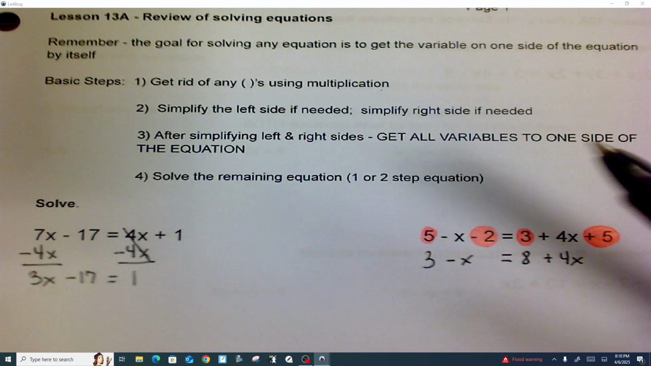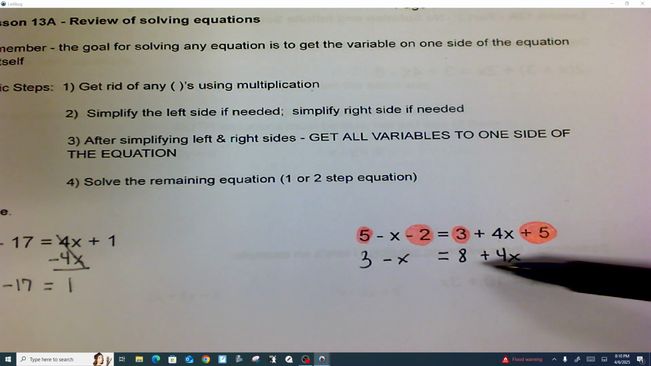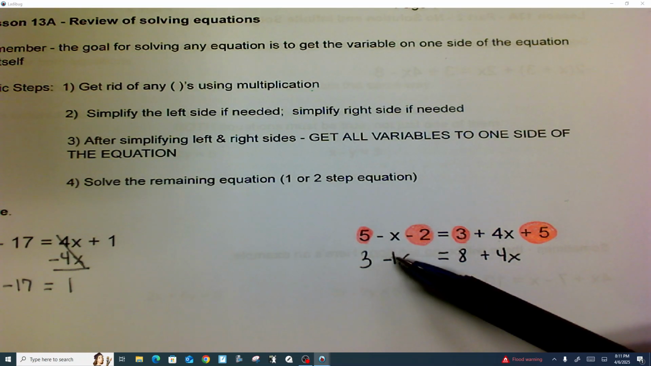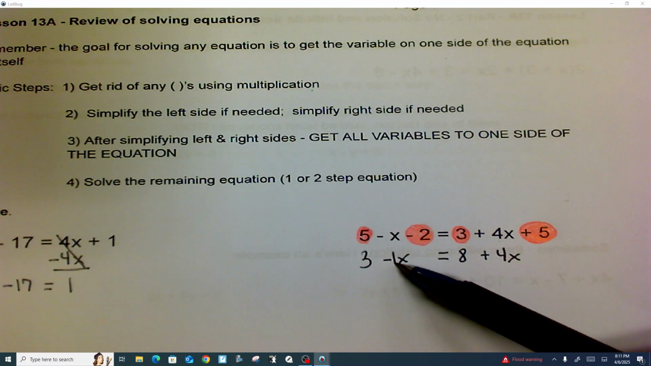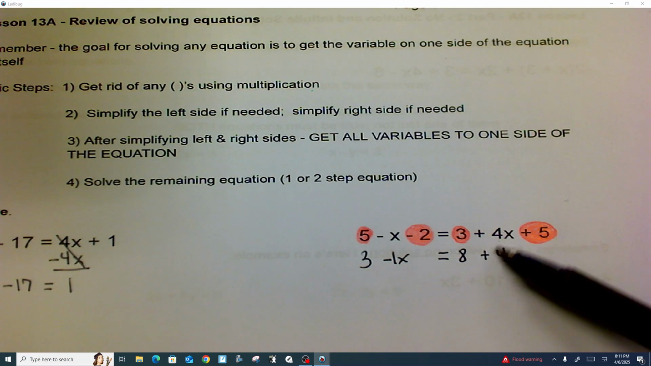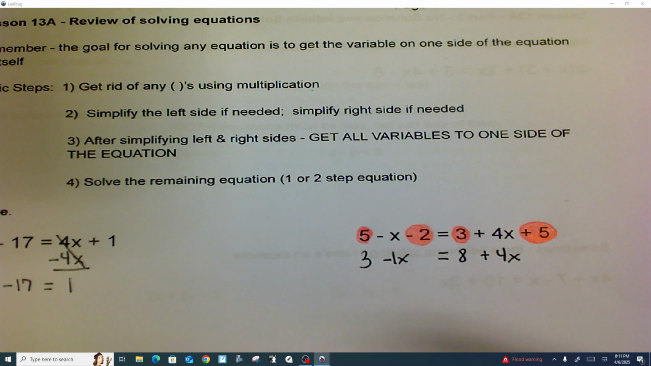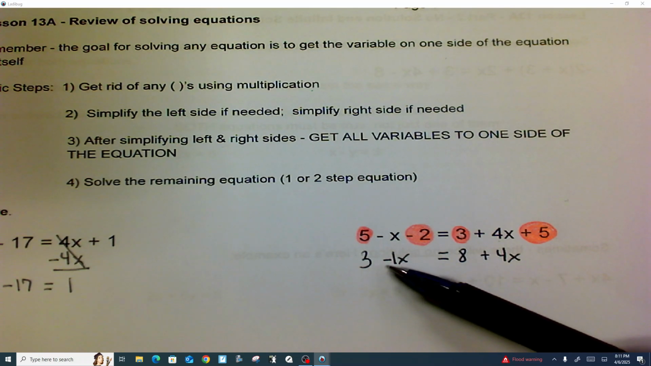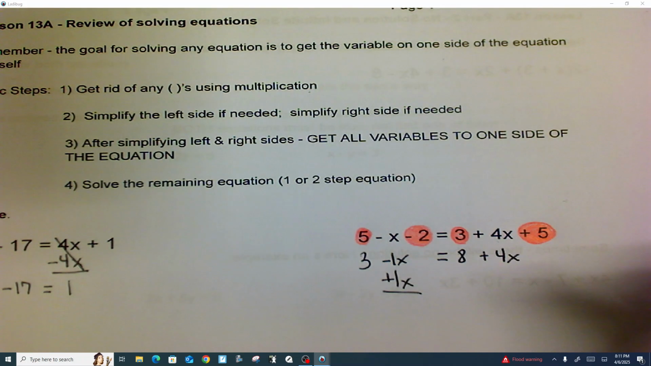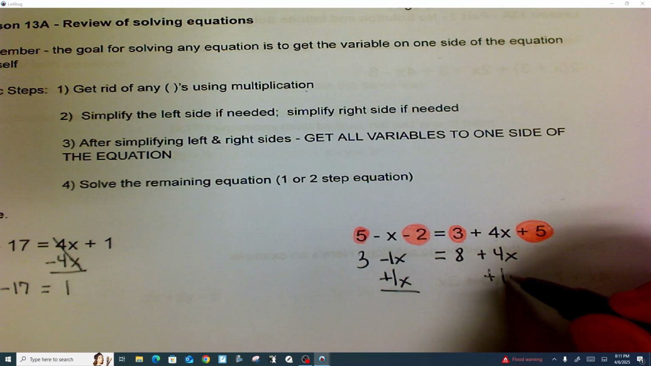So let's go over and let's get all of our variables to one side on this one. First off, anytime you don't see a number in front of a variable, you can always put a 1 there. So it'd be like a negative 1x or minus 1x. And in this case, I know I can minus 4x here and get rid of this, and then I could put minus 4x there, but it doesn't matter. We can also say plus 1x right here. So this is just a choice that I'm making. And then let's do the same to this side.